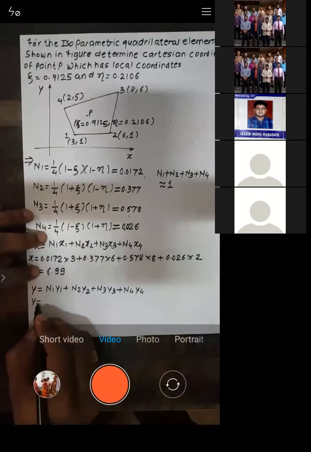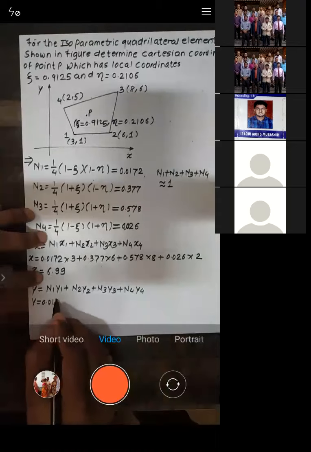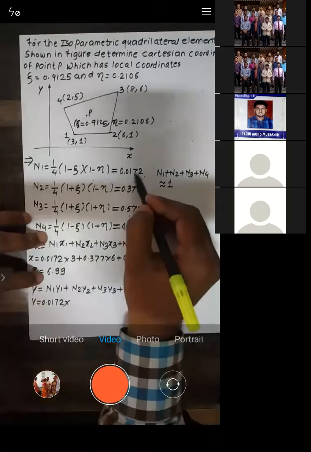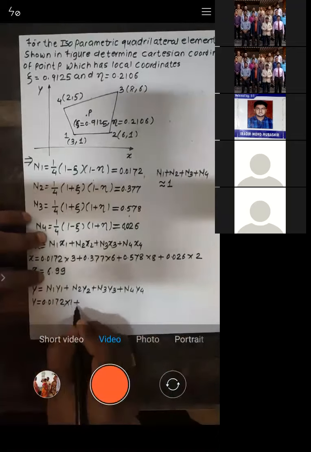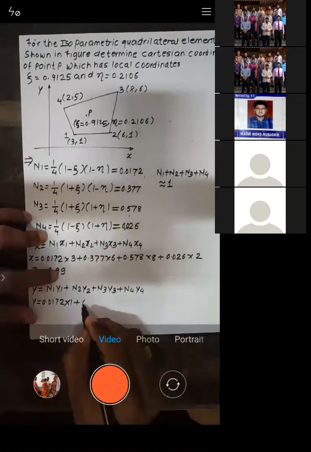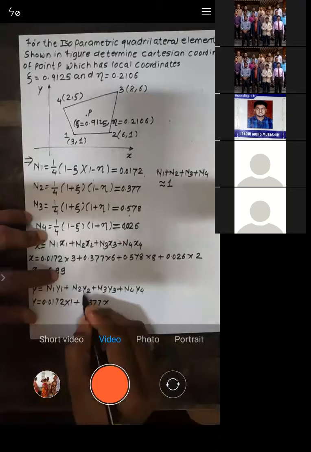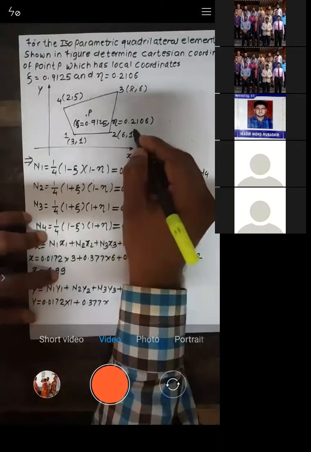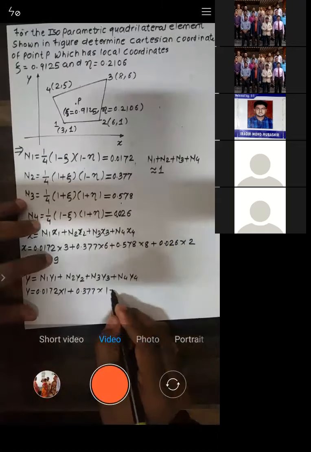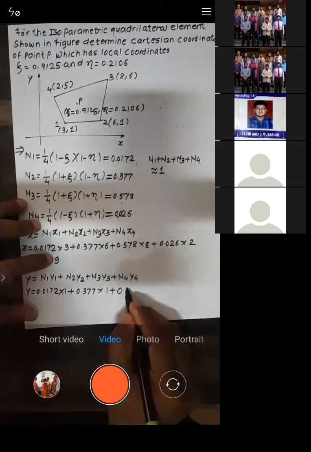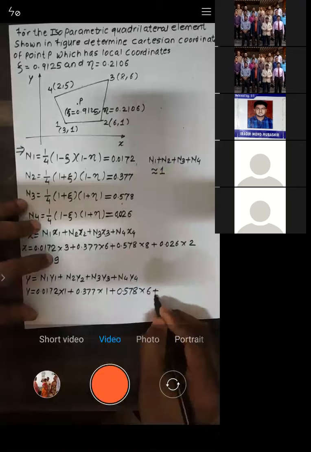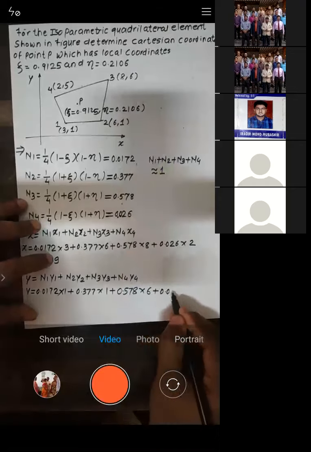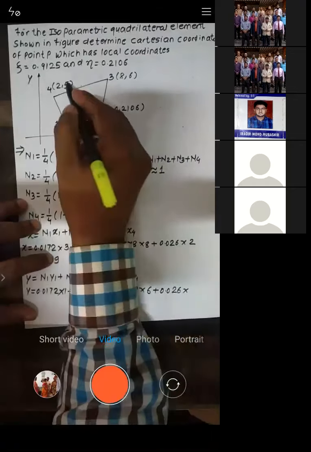So y is equal to, what is N1? It is 0.0172. Okay, so this is N1, 0.0172 into y1. Y1 is 1 plus N2. N2 is 0.377 into y2. Y2 is 1 again plus N3. N3 is 0.578 into y3. Y3 is 6 plus N4. N4 is 0.026 into y4. It's 5.